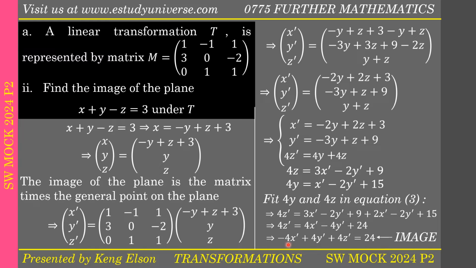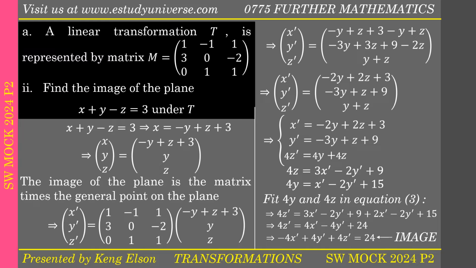If you divide all through by 4, you are going to get another plane which is parallel to this plane. But I'm not dividing all through by 4 because I need the original image. I don't need a plane that is parallel to the image. I need the original image. So we have negative 4x plus 4y plus 4z equal to 24. So the image of this plane is this. That is why the objective was to eliminate y and z and have a single equation relating the x, y, and z coordinates of the images of x, y, and z.